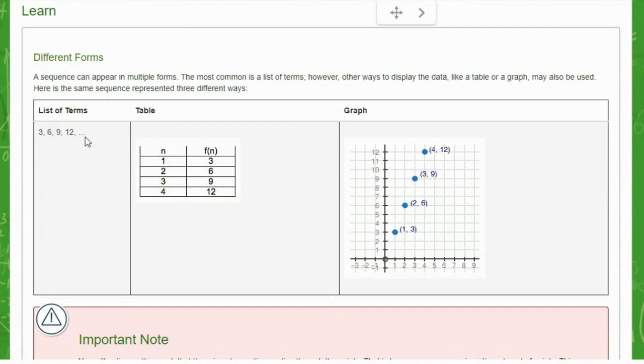Here's the exact, all 3 of these are the exact same sequence. This one, look, it has an n. That's saying the first term is 3. The second term is 6. The third term is 9. The fourth term is 12, which is also illustrated in this graph. First term 3, second term 6, 9. And this is how you graph a sequence, by the way.